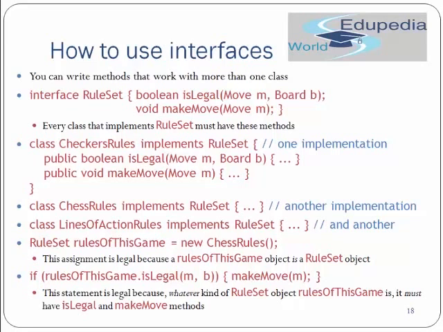Fine. But if you try to do this, if rulesOfThisGame.isLegal, you can do that, and from there you can call this method makeMove(m). So we are calling the isLegal method of the ChessRules class. Fine, this statement is legal because whatever kind of RuleSet object rulesOfThisGame is, it must have isLegal and makeMove methods. So I hope it's clear why we use interfaces and how we use them.